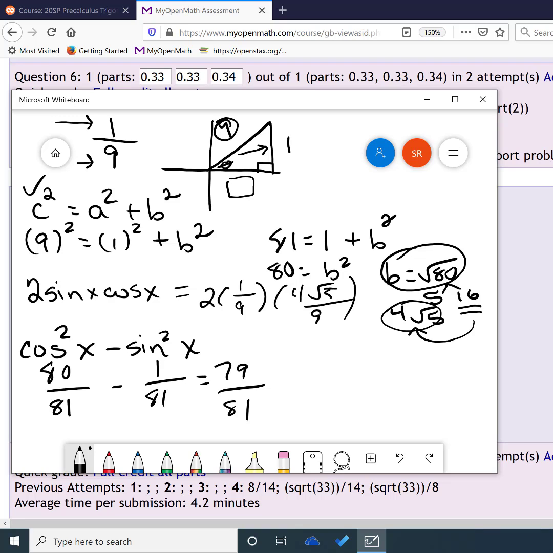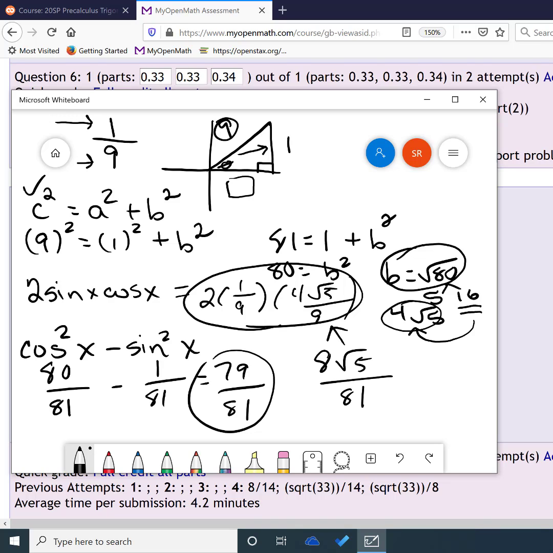Tangent has that big long formula on your sheet, but tangent is also sine over cosine. So this one, we got the answer for sine, and this one, we got the answer for cosine. So you can take those two numbers and you can divide them, and that would give you your answer. So we said this one was 2 times 4 is 8, 8 times the square root of 5 over 81. That's this one. This one we said was, let's see, 79 over 81. So all you need to do is divide those, and you'll have your answer for that one.